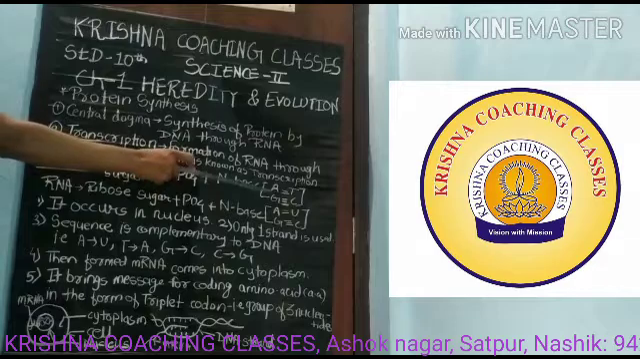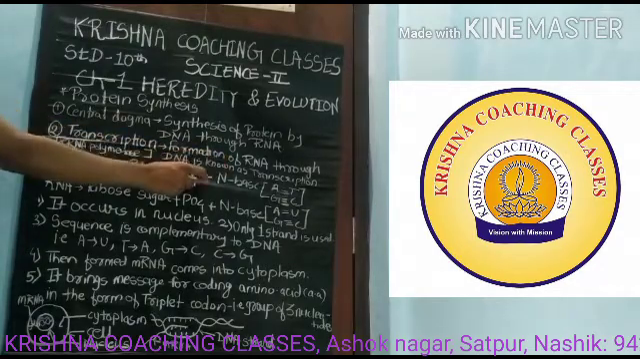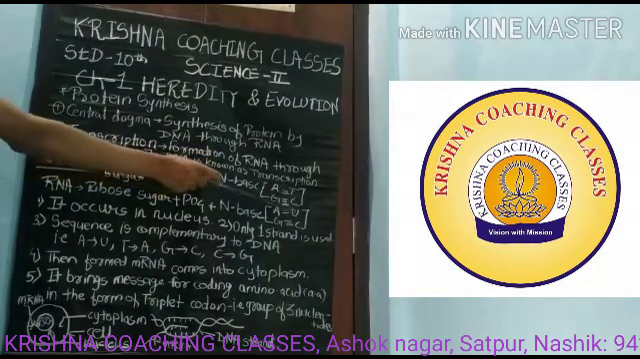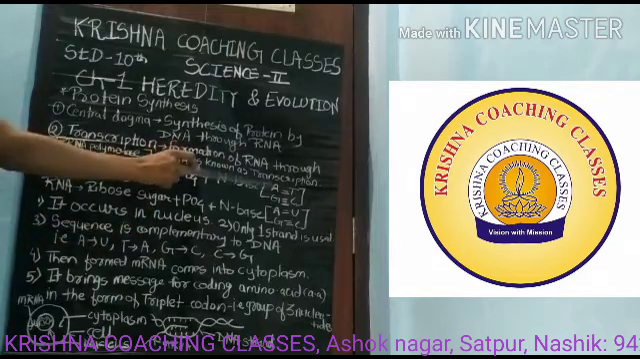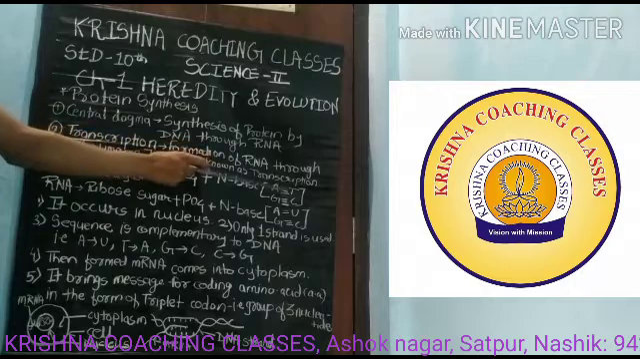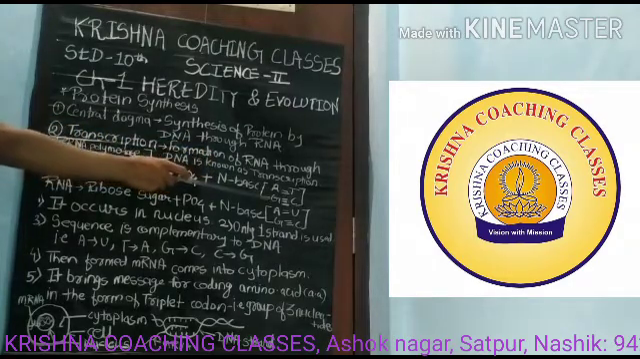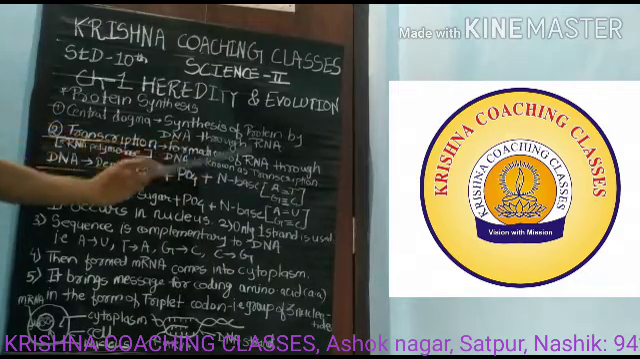Adenine is paired with thymine. Guanine pairs with cytosine. That is, A is paired with T with 2 hydrogen bonds. These bonds are nothing but hydrogen bonds. Guanine is paired with cytosine with the help of triple hydrogen bonds.